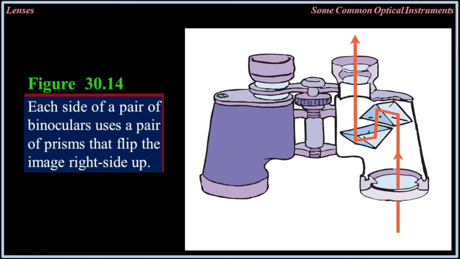Since no lens transmits 100% of the light incident upon it, astronomers prefer the brighter, inverted images of the two-lens telescope to the less bright, right-side-up images that a third lens or prisms would provide. For non-astronomical uses, such as viewing distant landscapes or sporting events, right side up images are more important to the viewer than brightness, so the additional lens or prisms are used. Figure 30.14. Each side of a pair of binoculars uses a pair of prisms that flip the image right side up.